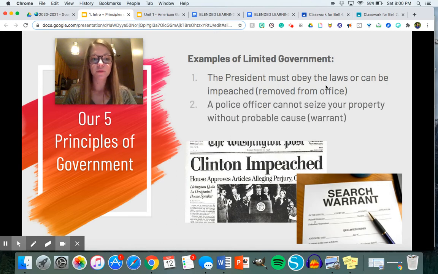Another example of limited government is a police officer just can't seize your property without probable cause, right? They need a warrant. The Constitution says through our Bill of Rights that you have the right against unreasonable searches and seizures. The government can't just come in and do whatever it wants. It has to present a warrant or probable cause that it can search your stuff. Okay, so it is limited in what it can do, and the rights that you have protects that.